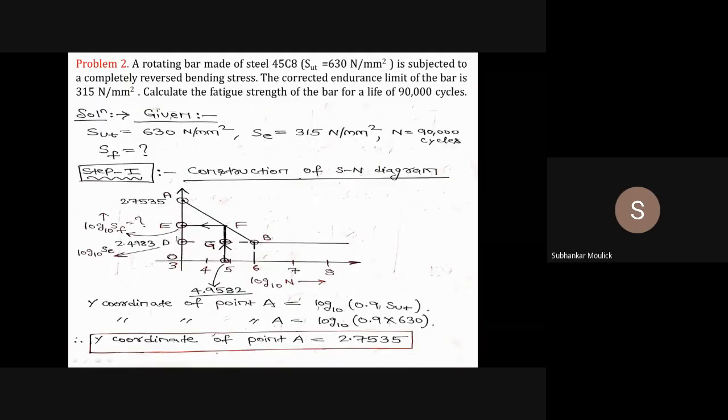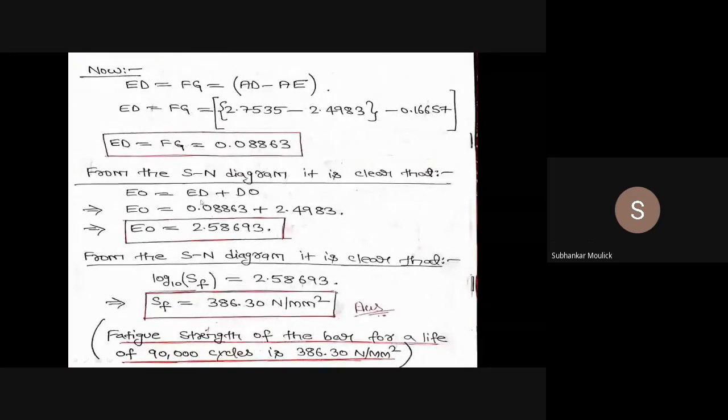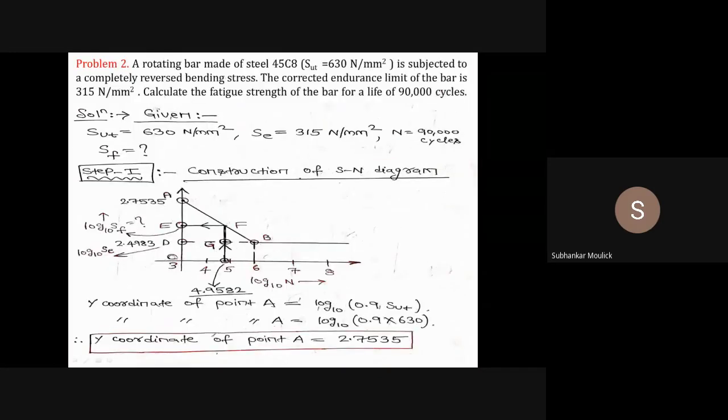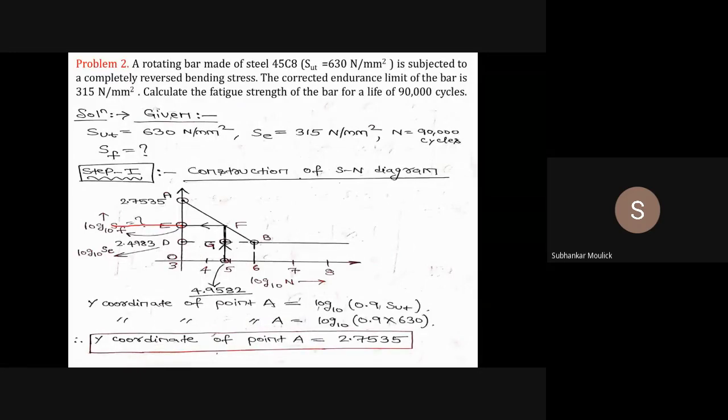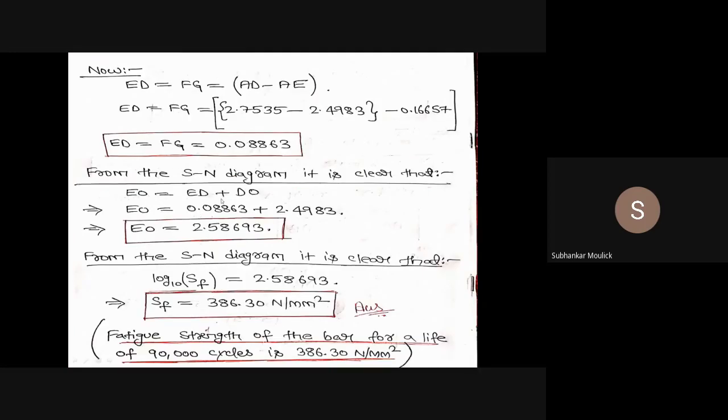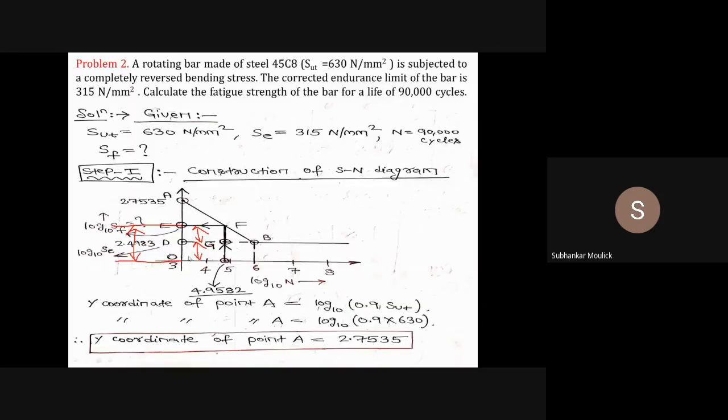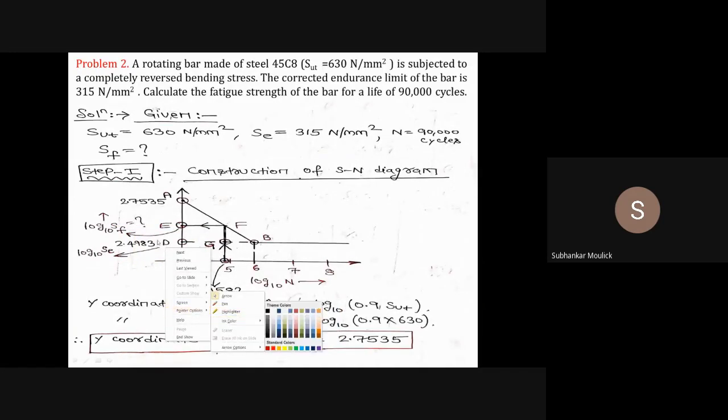That means I got the value of ED. Again, from the diagram, I can write that EO is equal to ED plus DO. This is my EO, which I need to find out. EO is equal to ED plus DO. ED we have just calculated, that is 0.08863, plus DO. What is DO?